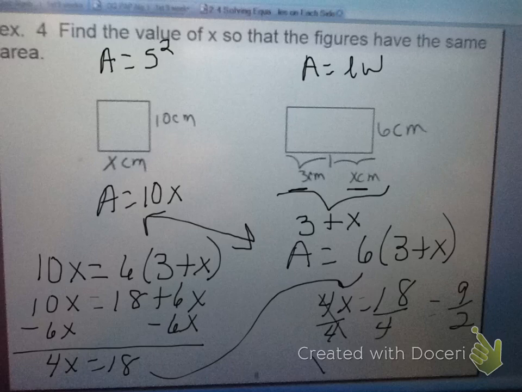Now, do I leave it as 9/2 or do I turn it into a mixed number? Because we're dealing with measurements, we turn it into a mixed number. So that's 4.5 centimeters.